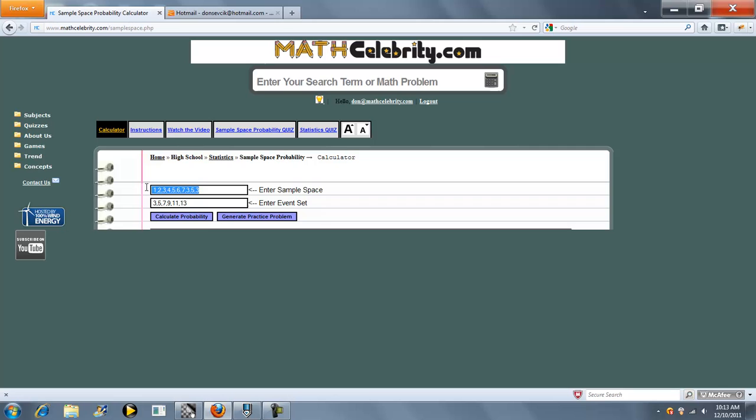So here's your actual sample space. That's the set of all items that could ever possibly happen. And here's your event set. You separate each item by a comma. Now, these don't have to be numbers. They could be letters. They could be a combination of letters and numbers. So we'll go ahead and hit calculate probability.